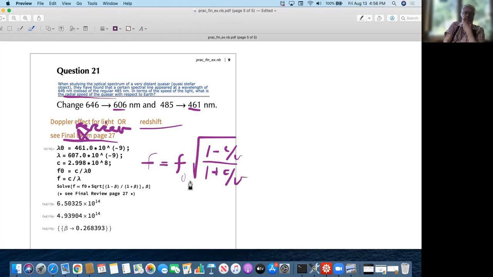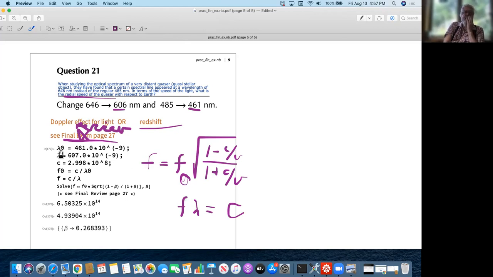So F will then be less than F0. It'll have a lower frequency. That means it'll have a longer wavelength. This equation is given in terms of frequency, but I can relate frequency to wavelength because frequency times wavelength is the speed of light. Speed of light's always the same, 3 times 10 to the 8 meters per second. So I can rewrite this equation for wavelength.